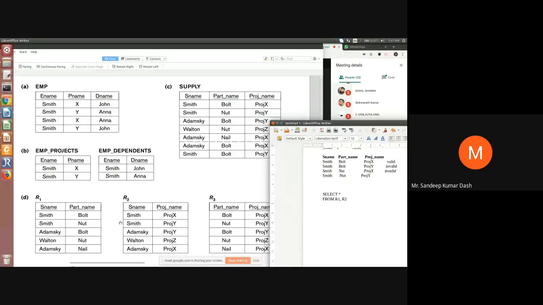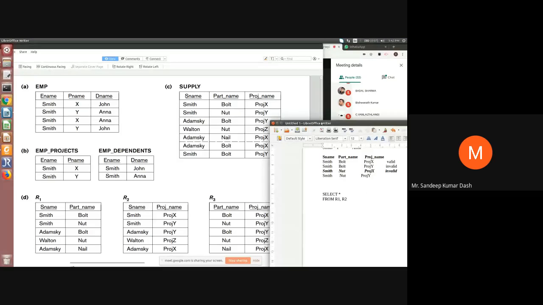Smith not will be matched with Smith project Y. But in the process you saw that there is one row which is coming in, which is Smith not Smith project X. Smith not project X is not present originally in the relation R or in the supply relation. So that is why this is called a spurious tuple or invalid tuple or wrong data.